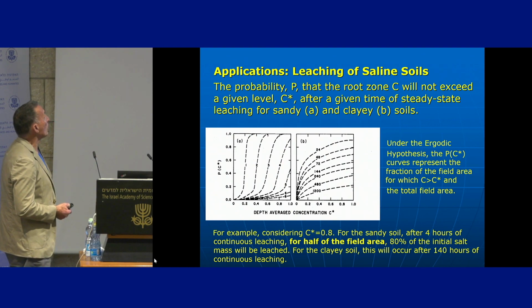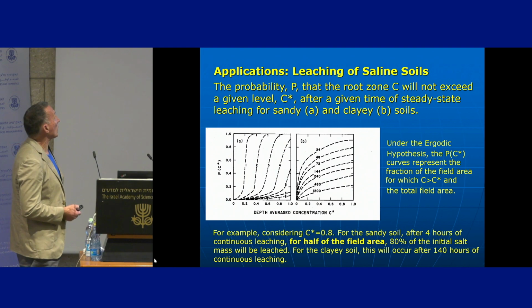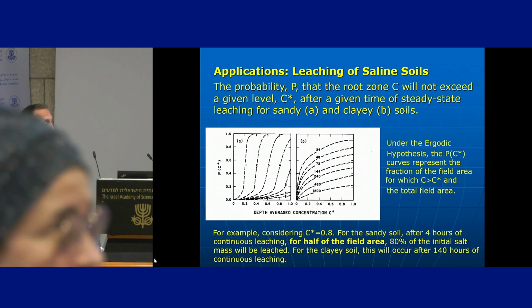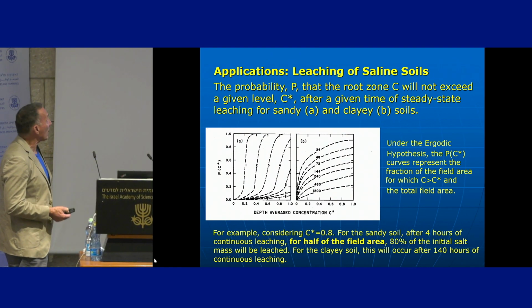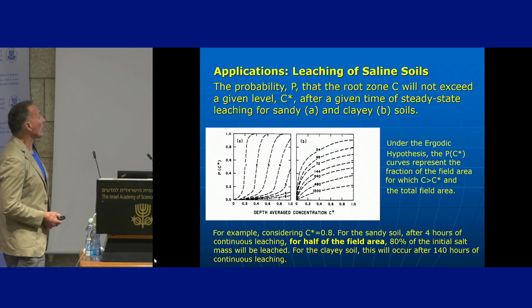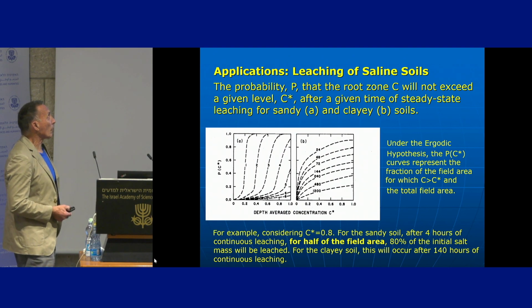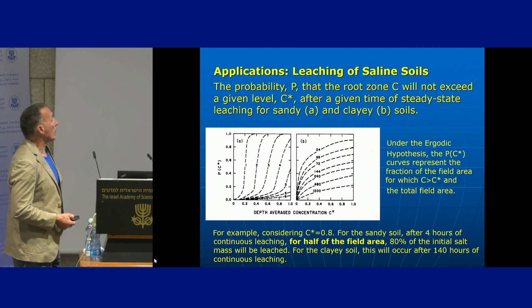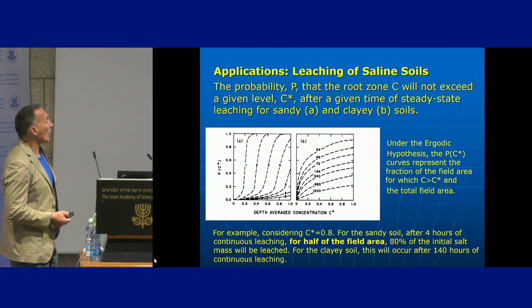So in this figure, we can see the probability that the root zone concentration will not exceed a given level of C star, for example, after a given time. In this case, steady state leaching of sandy soil is on the left-hand side, and clayey soil on the right-hand side. Under the ergodic hypothesis, these probabilities represent the fraction of the field area for which C will exceed C star and the total field area.